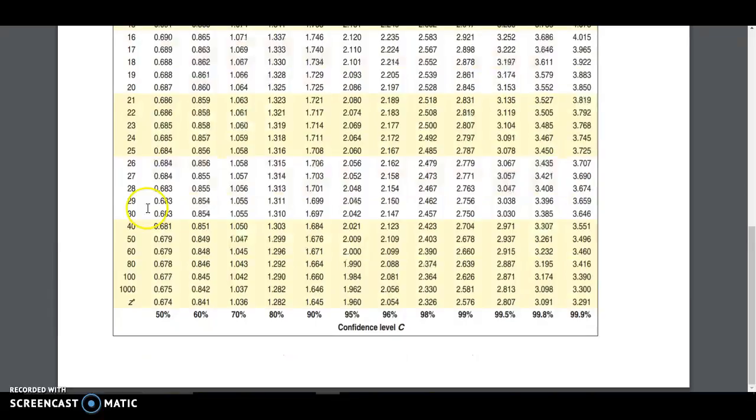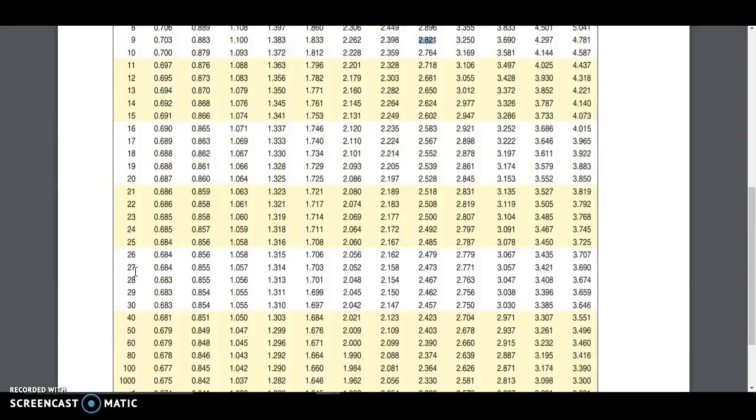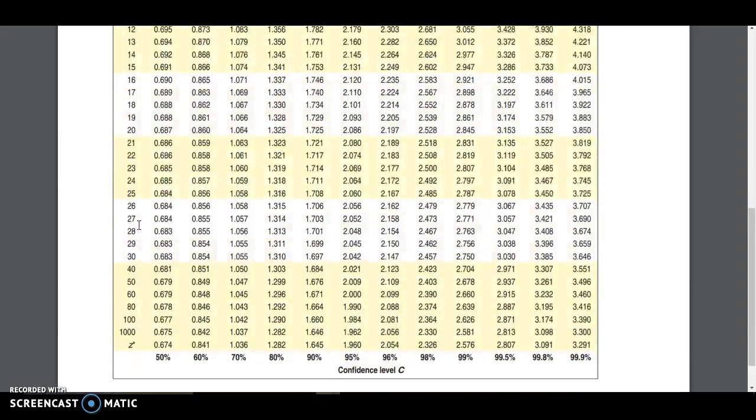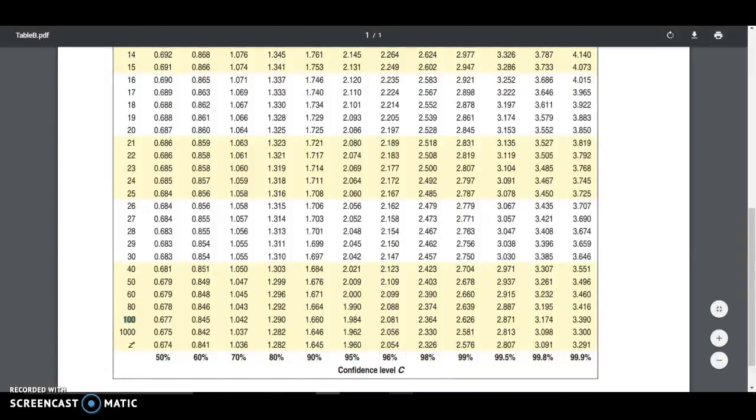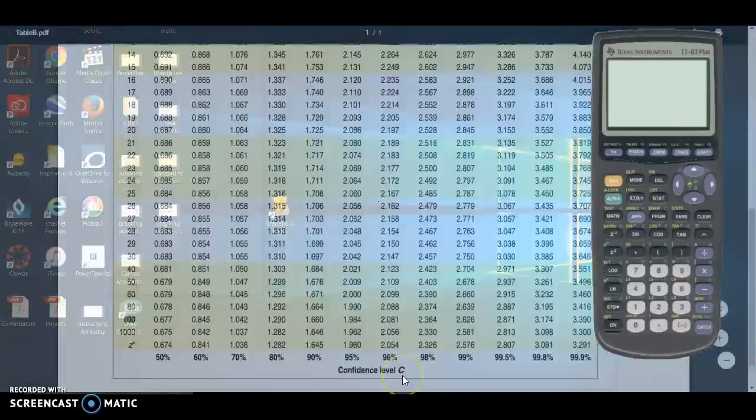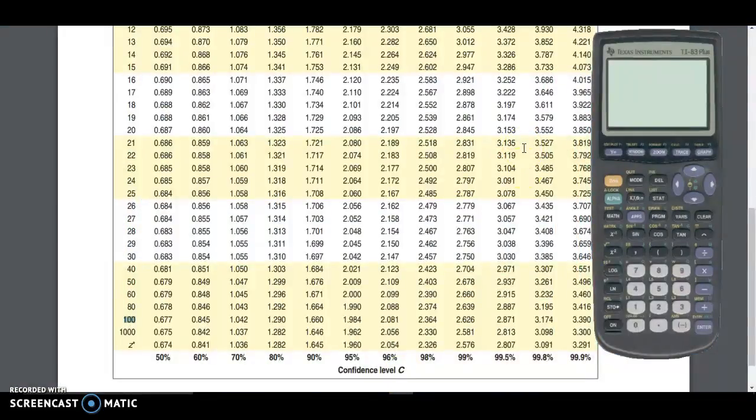If you need to estimate, it's always better to have less degrees of freedom than more. So if we had 99, it's better to go down to 80 than go up to 100. Because you don't want to make your interval too small. You'd rather your interval be bigger, and you'd be more likely to capture the true mean then.